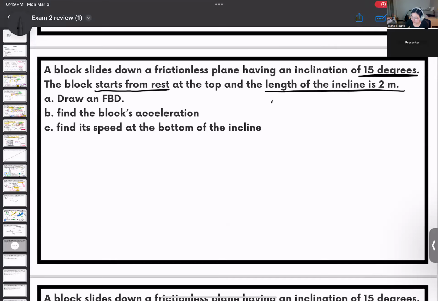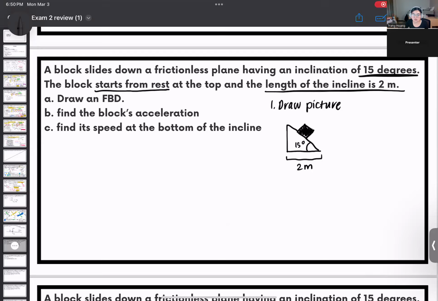So let's start off by drawing a picture of what's happening. We got a block on an incline. This is our block. So we're told that this incline is 2 meters in length. We don't know why that's relevant, we're just going to suck it up for now. We're told that this is 15 degrees. That's the inclination of the plane.